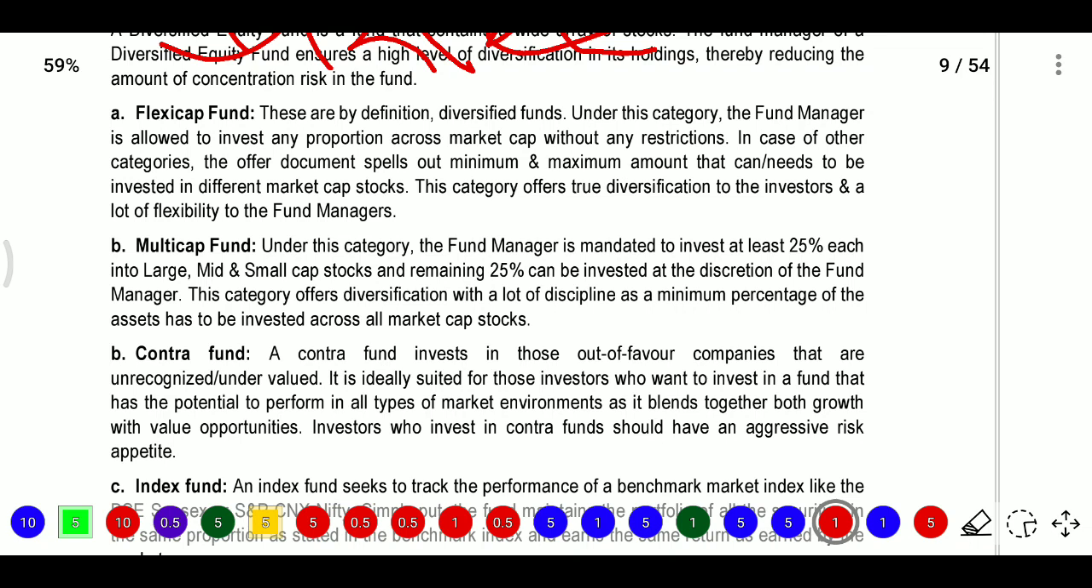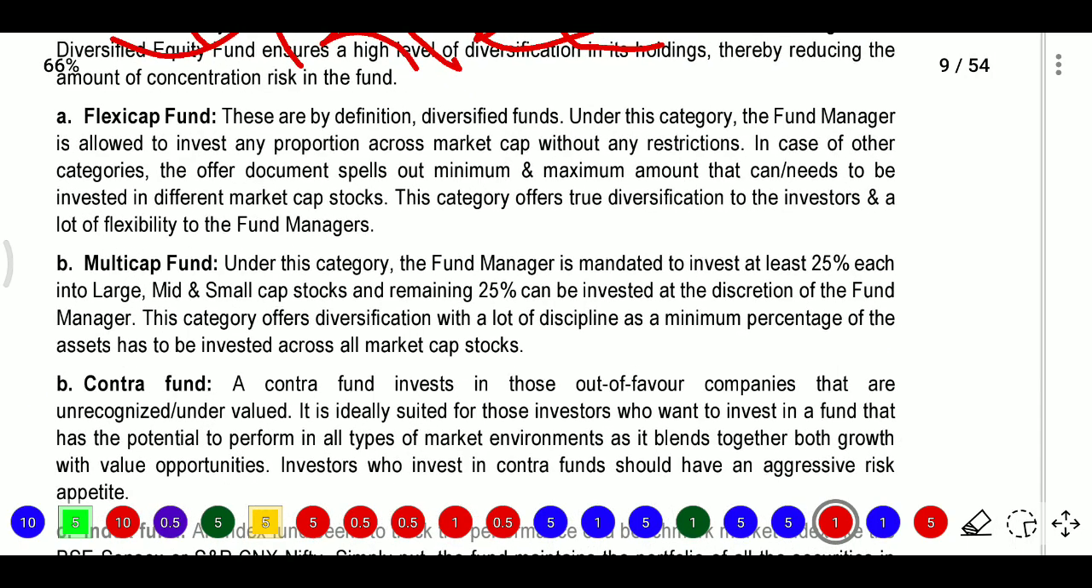Now what are the types of funds? One is flexi cap fund, multi cap fund, contra fund, index fund. Flexi cap funds are by definition diversified funds. Under this category, the fund manager is allowed to invest any proportion across market cap without any restrictions. So flexi fund means you have the flexibility to diversify the funds. They do not give any restrictions, so you have full flexibility, and it becomes the flexi cap fund.